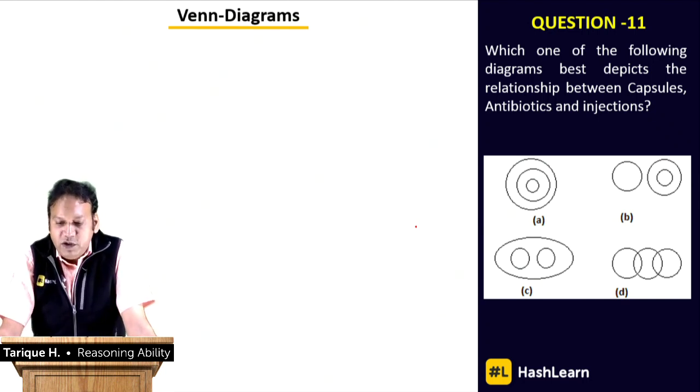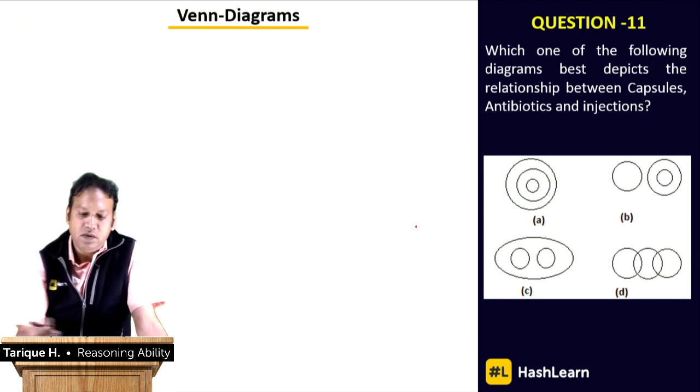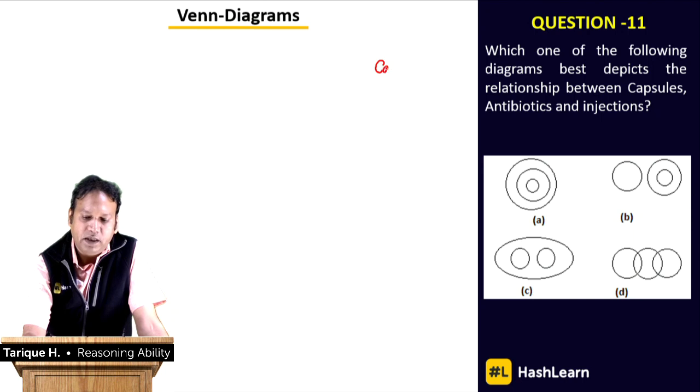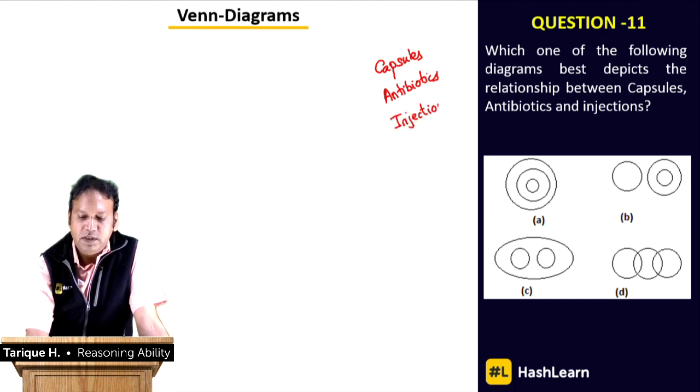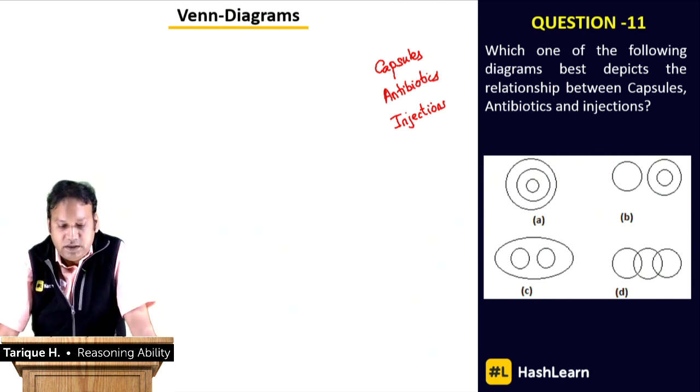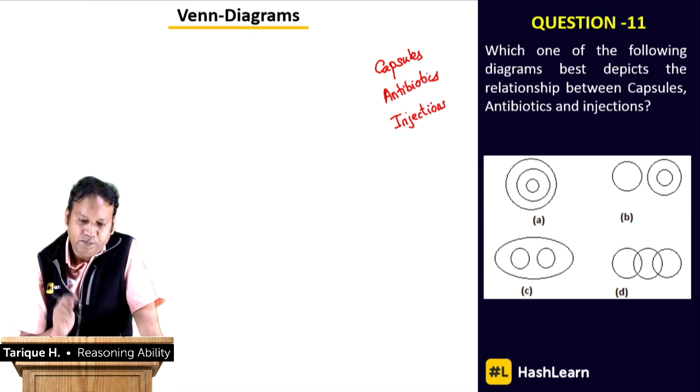Okay, now question 11. Which of the following diagrams best depicts the relationship between capsules, antibiotics, and injections? So let's look at the three categories here. We have one category for capsules, one for antibiotics, and one for injections. Capsules, antibiotics, and injections. So how can we relate between the two?